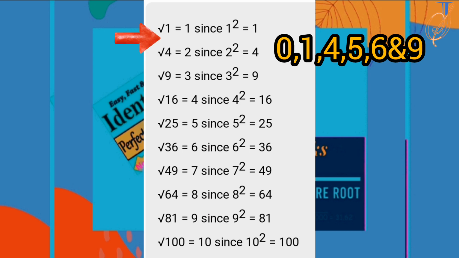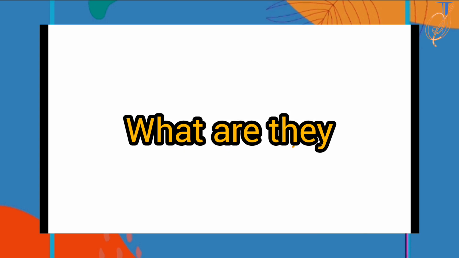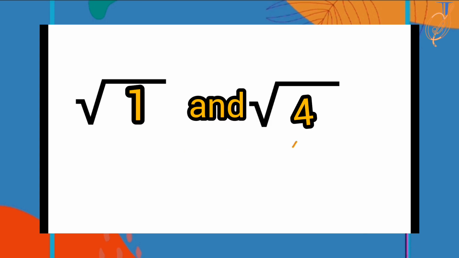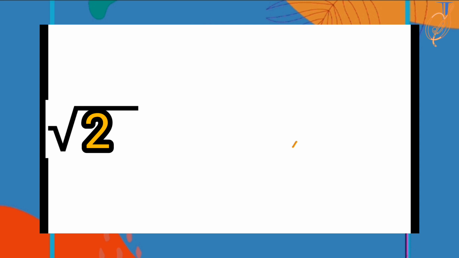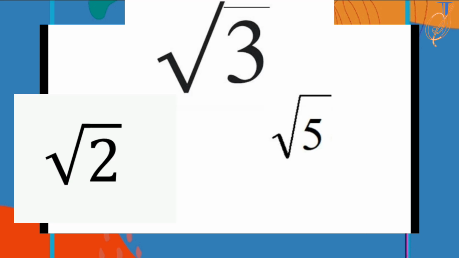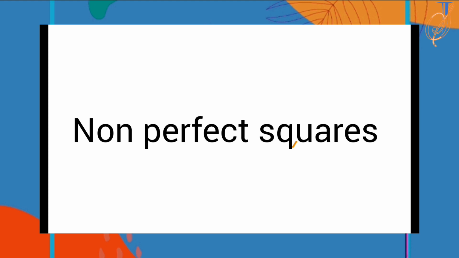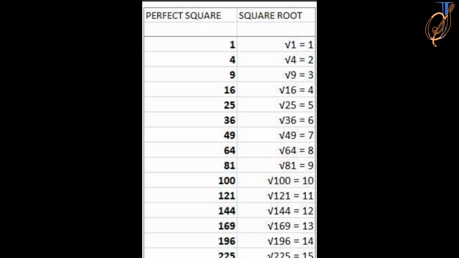So what about in between root 1 and root 4? In between numbers, what are they? In between root 1 and root 4, that is root 2, root 3. But when you calculate root 2, you won't get the integer. The result will be in decimals. That is why root 2, root 3 and root 5, root 6, root 7, root 8, root 10, these are all non-perfect squares. Those which give integers are perfect squares.